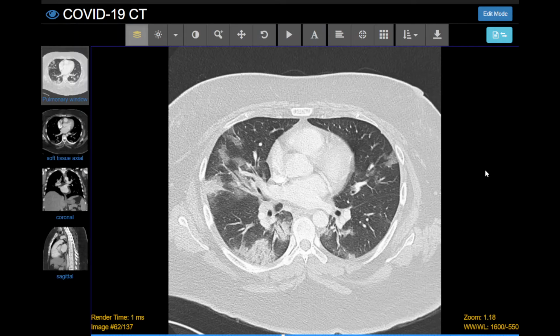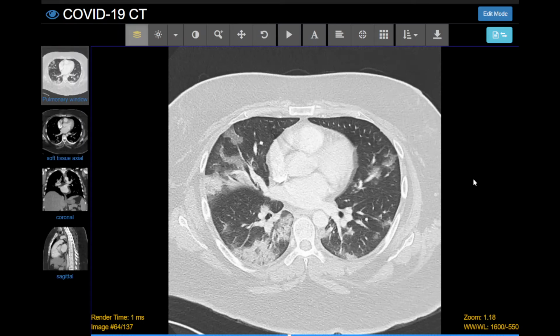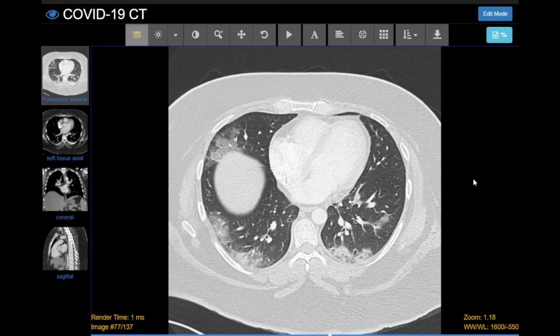And in patients who do recover, the lungs should return to a fairly normal appearance. You might have some areas of scarring, but most of what you see here will resolve.